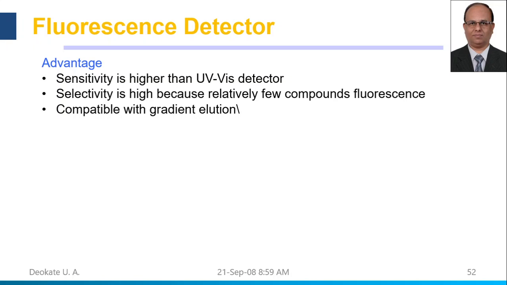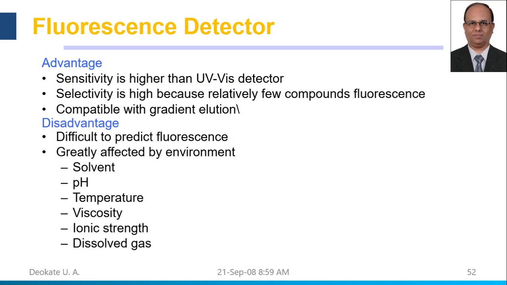It has the advantage that sensitivity is higher than the UV visible detector. Its selectivity is high because relatively few compounds fluoresce. It is also compatible with gradient elution, but it has more disadvantages, that is, it is difficult to predict the fluorescence. If you are unaware of the substance which is to be separated, we cannot go for the fluorescence detector.